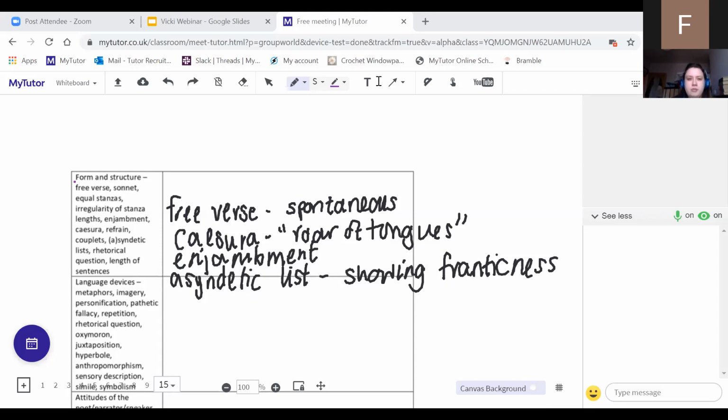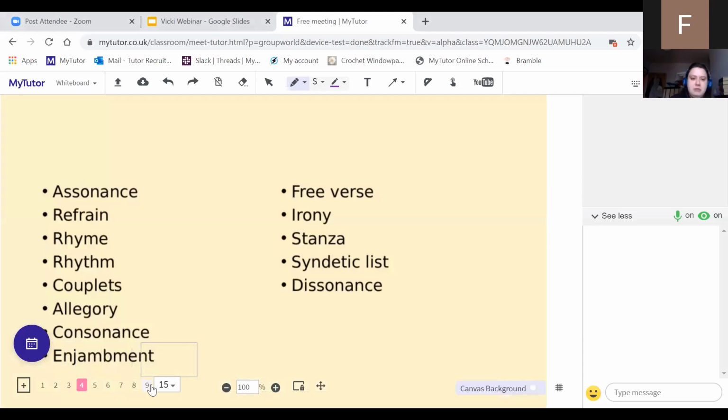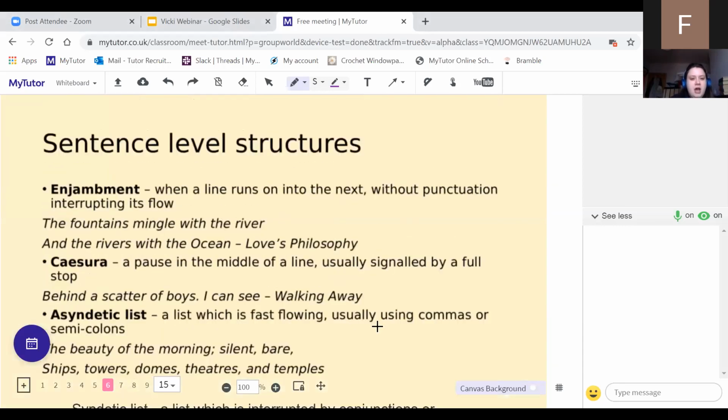Whoops. So yeah, a caesura. A caesura is a break in the middle of a line. So usually a full stop. So "behind a scatter of boys, full stop, I can see." So it's usually just breaking it, stopping the flow of the line, usually for a reason. So this is more a realization that his son is growing up, basically.